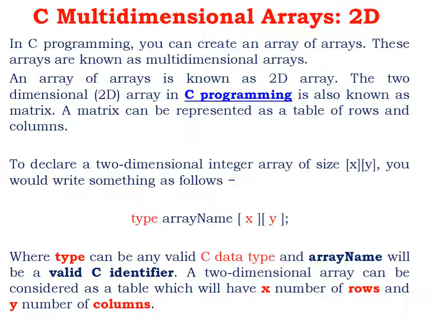A two-dimensional array can be considered as a table which will have x number of rows and y number of columns. Here x represents the rows and y represents the columns. The values that we specify in the square brackets represent the rows and columns.